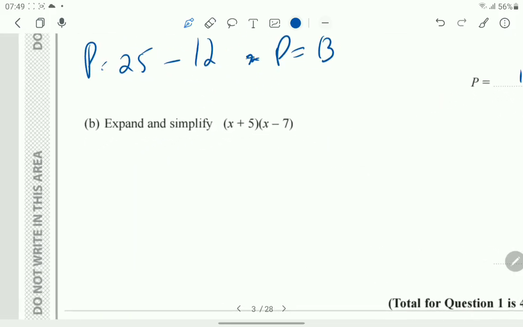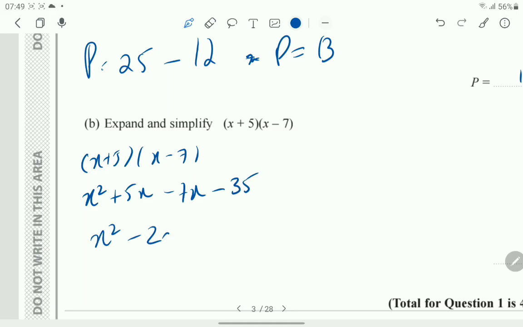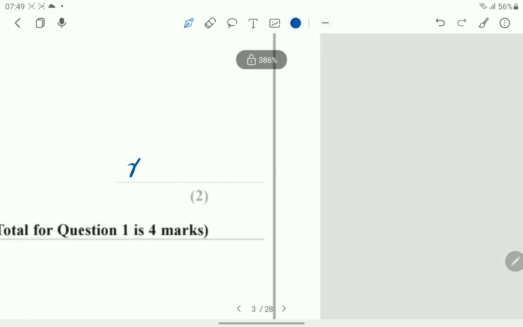Now on to part B, expand and simplify this bracket. So (x plus 5)(x minus 7): x and x make x squared, and we have plus 5x, and then we got minus 7x, and then we have minus 35. We got x squared minus 2x minus 35. That's your final answer. Moving on.